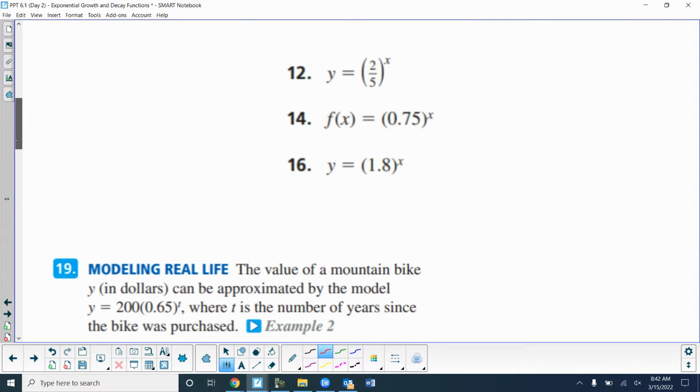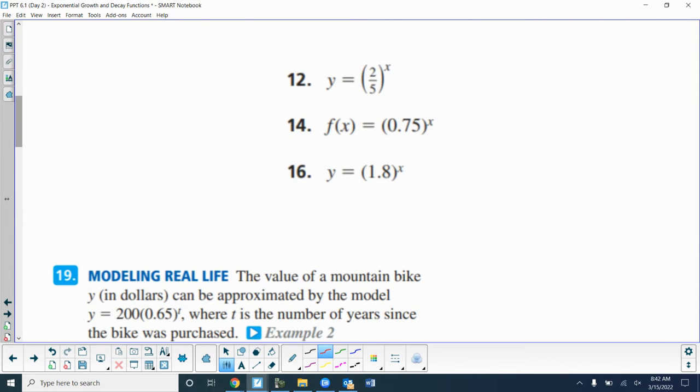So, number 12, growth or decay? Decay. Why? The first two are decay because their bases are less than 1, between 0 and 1, right? And then number 16 is growth because the base is bigger than 1, right?